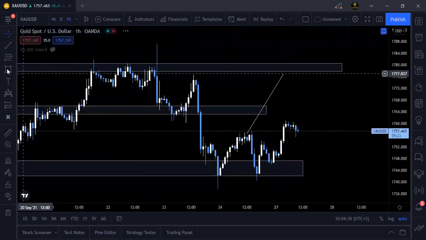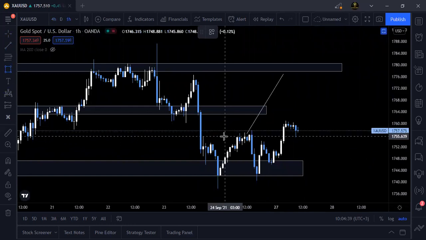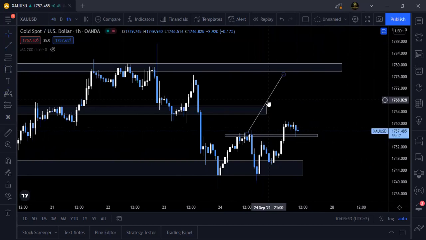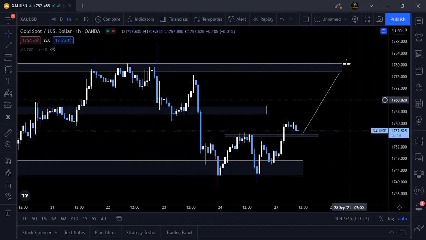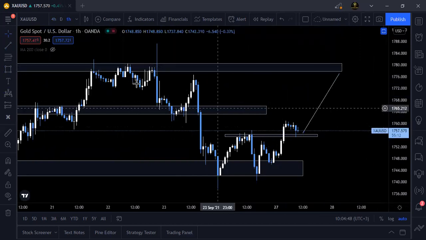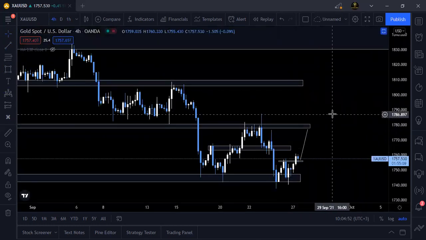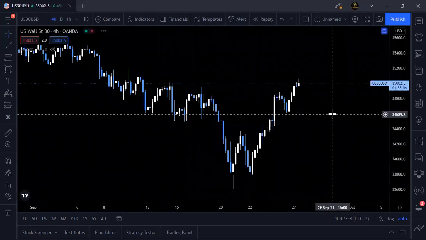So if you go in the 1 hour, I'll be expected to see prices bounce off here to around here. So that's my short-term bias on gold. So yeah, that's my short-term bias on gold, right?